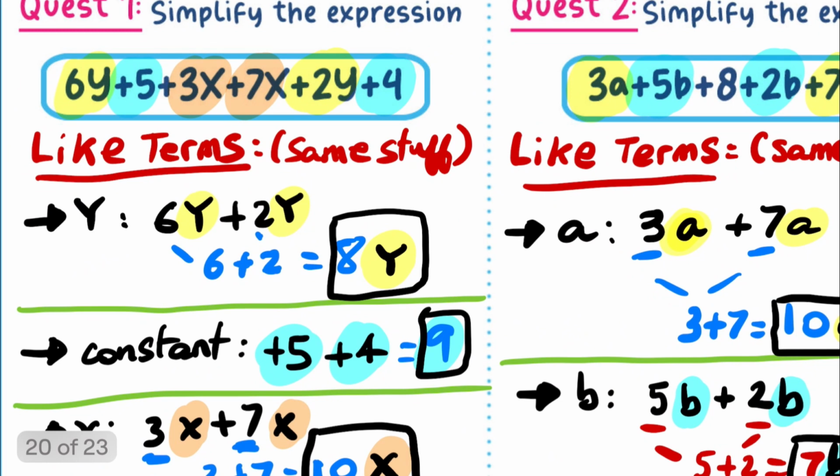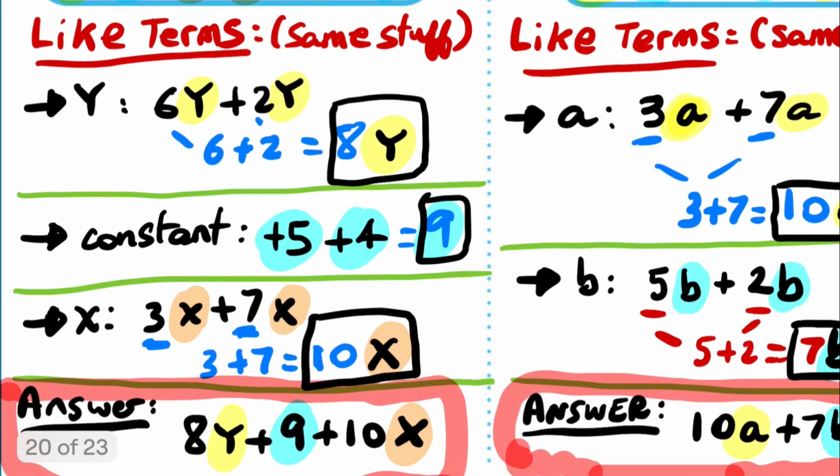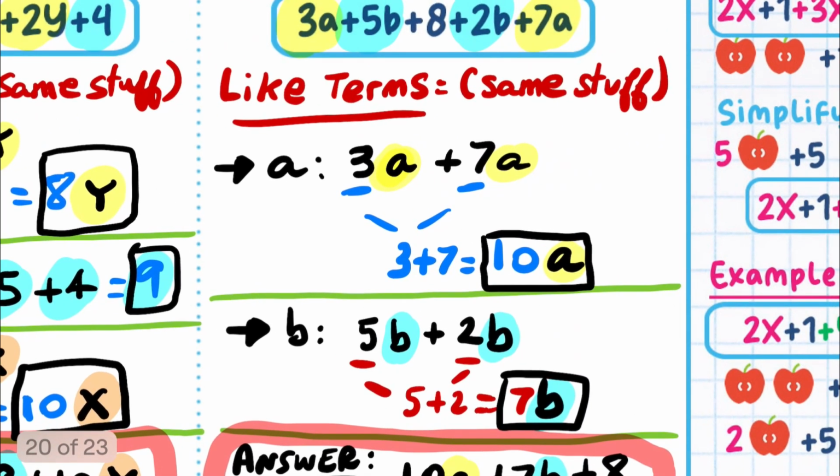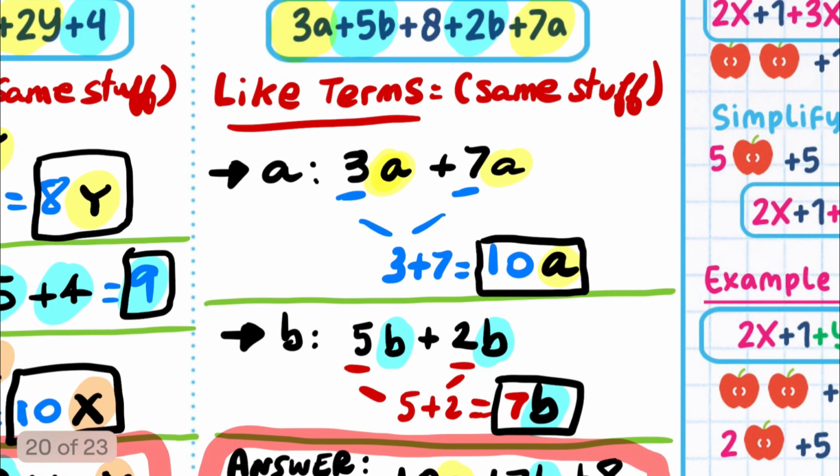So for quest 1, it's fairly simple, right? You color code it, so you have 6y, 2y, you combine them together, it becomes 8y. My constant is 5 plus 4, 9, and then my x is the same thing. So that gives me this, yeah? Okay, straightforward.